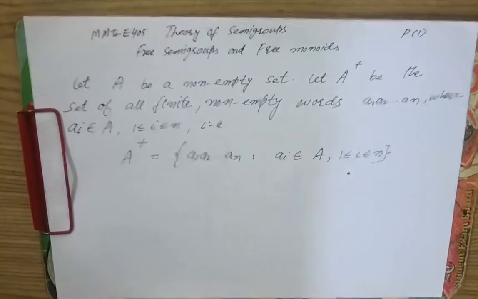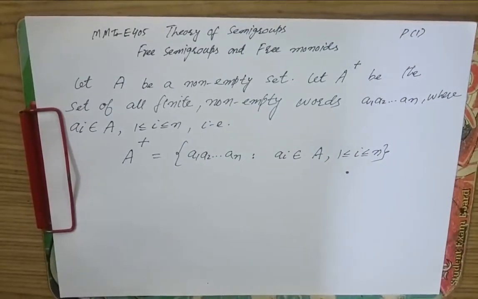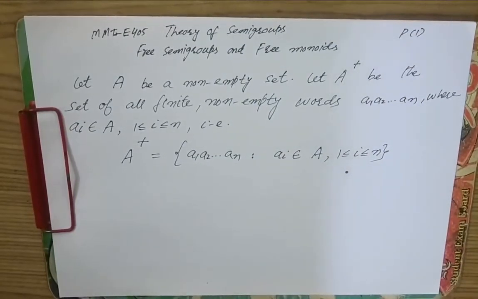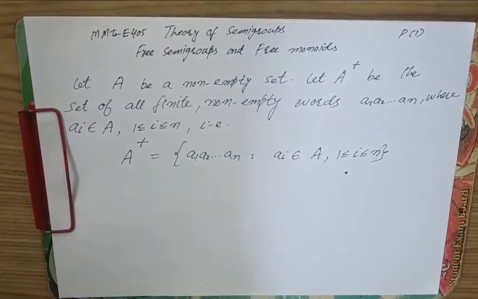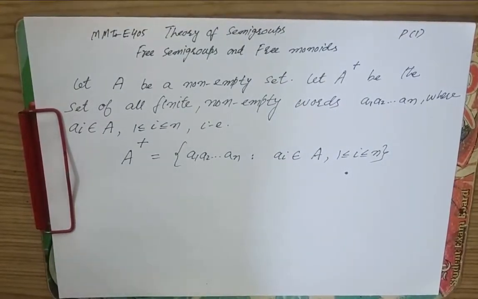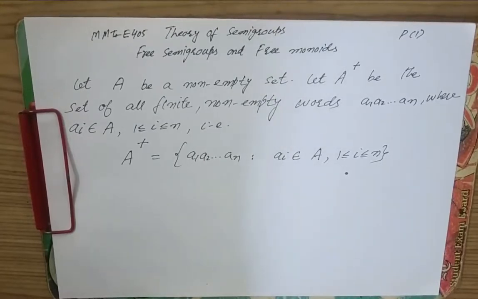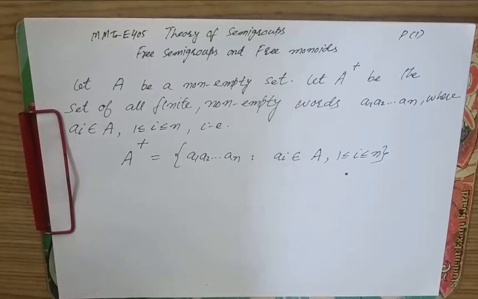Now we try to define a binary operation on this A plus which makes it a semigroup, and that semigroup we call a free semigroup. And then we will define it in the categorical sense. What do we mean by a free semigroup?